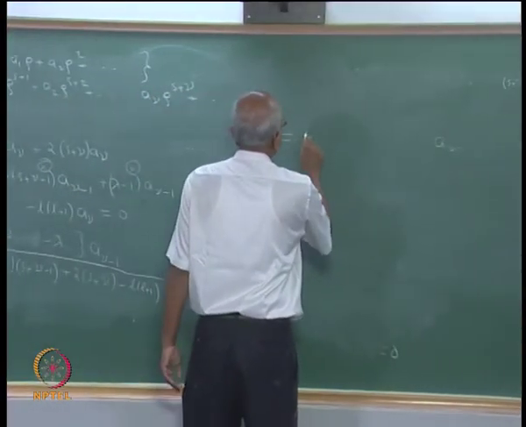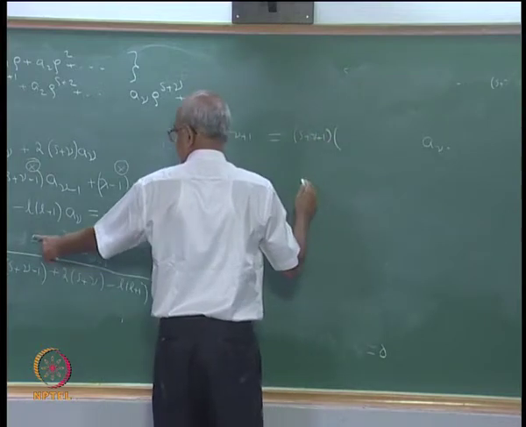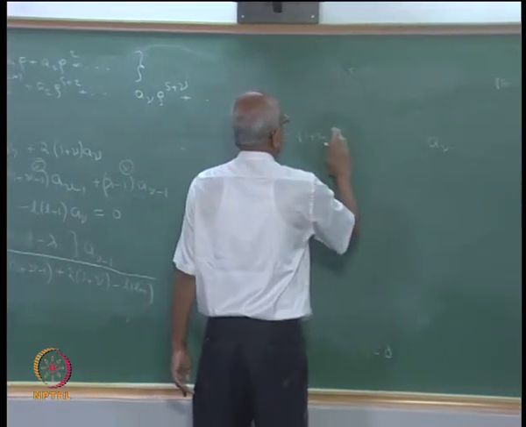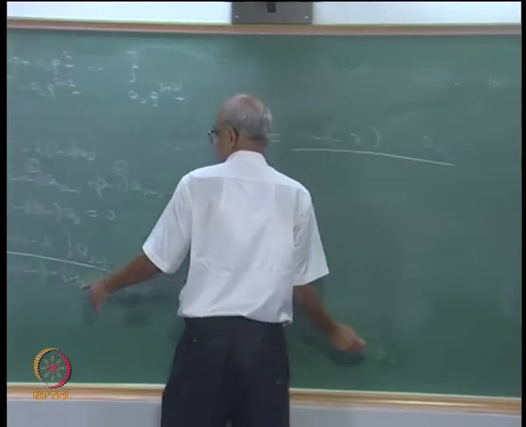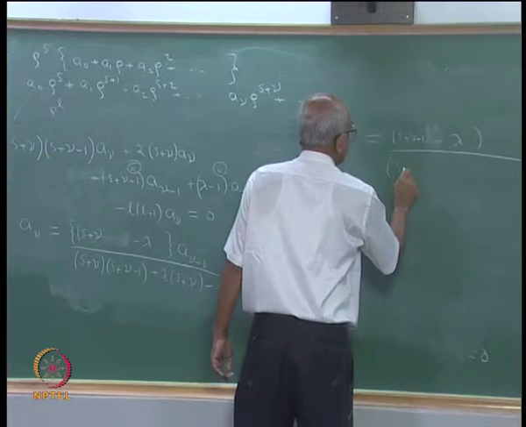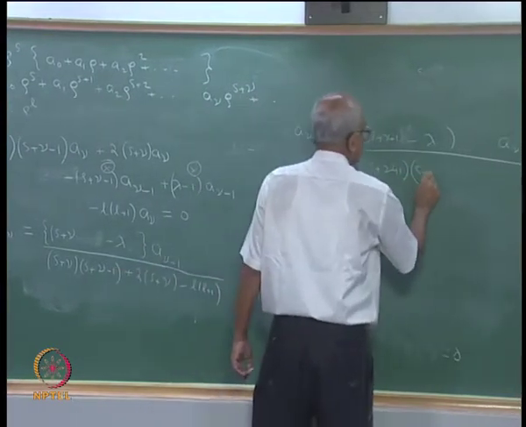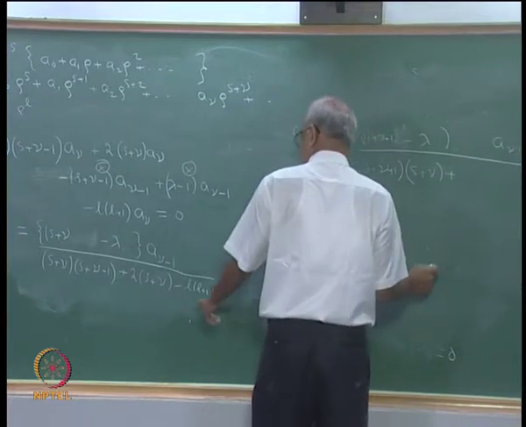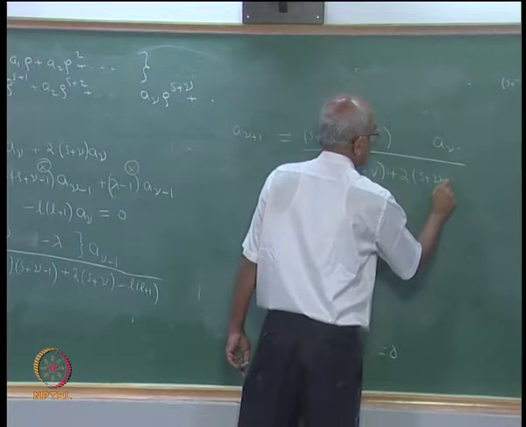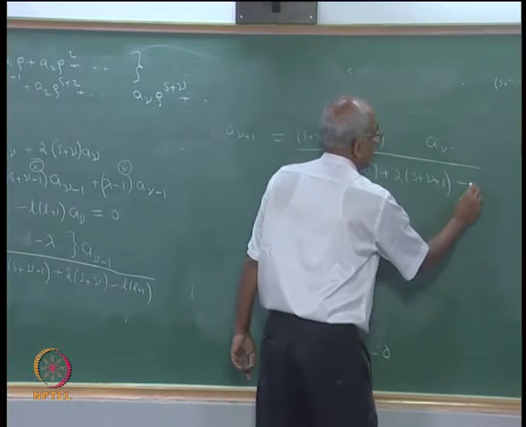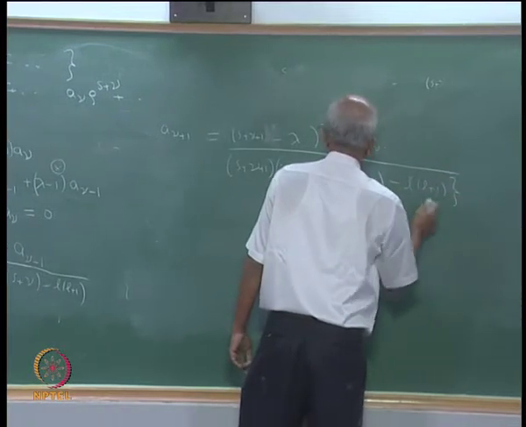I am going to get s plus nu plus 1 into s plus nu plus 1 minus lambda divided by s plus nu plus 1 into s plus nu plus 2 times s plus nu plus 1 minus L into L plus 1. This is what will happen.